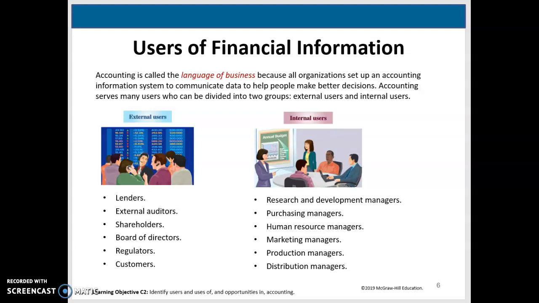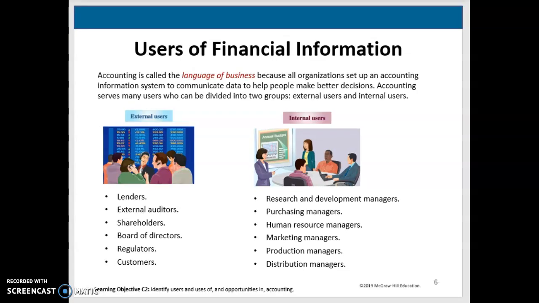When we look at the two different broad categories listed here, external and internal users, the external users are going to be the people that are not running the day-to-day business. So they are making decisions based on what the people that are internal are creating for each department. The external users are not directly involved in running the organization. The financial accounting is the area that serves those external users.